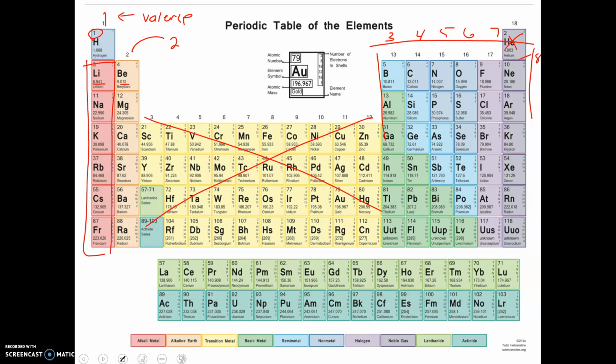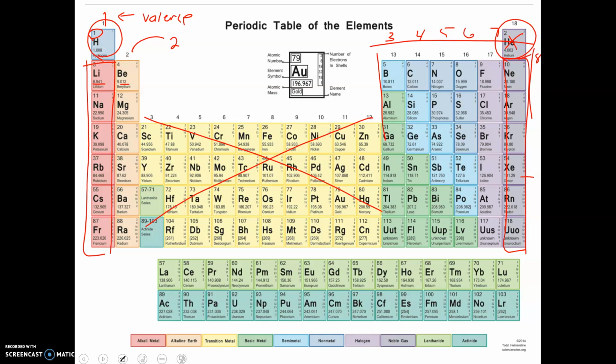Whereas these over here, except for helium, they all have 8. And remember, things want to have 8 to have a full outer shell. So these are your noble gases. They're pretty much unreactive because they already have a full outer shell, a valence shell. Hydrogen and helium are the only 2 elements in the whole table that just want 2 valence electrons.